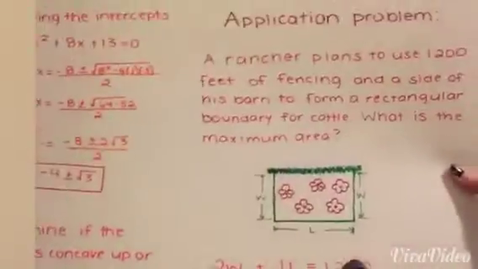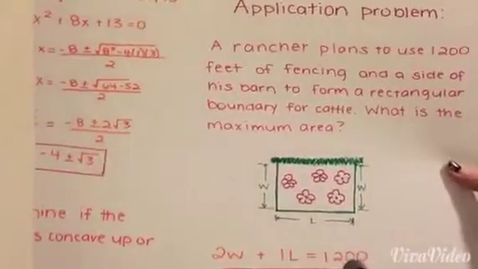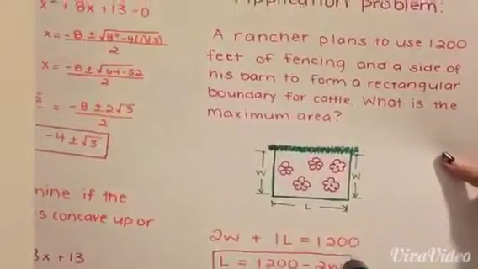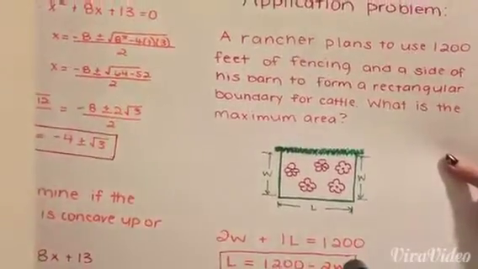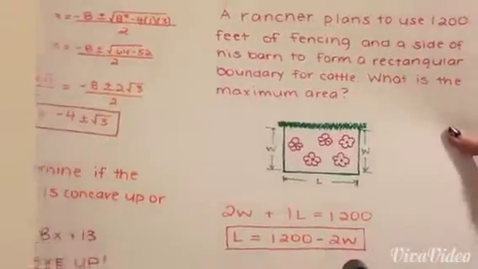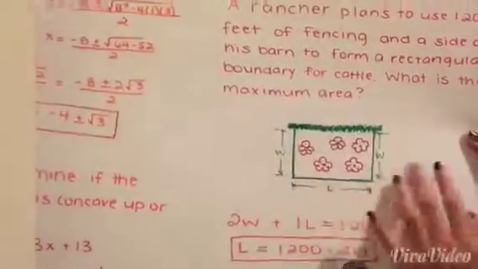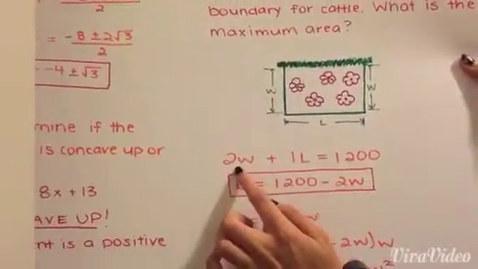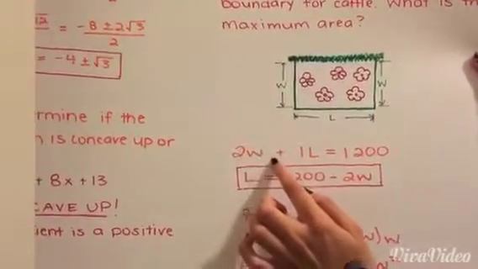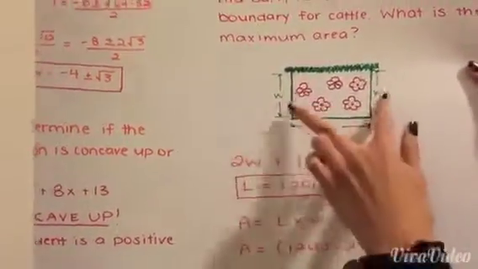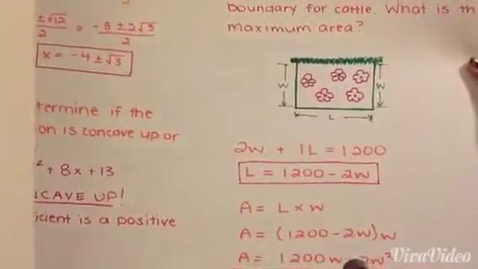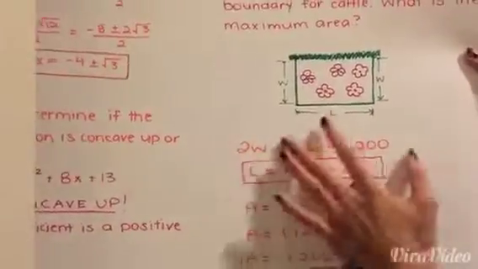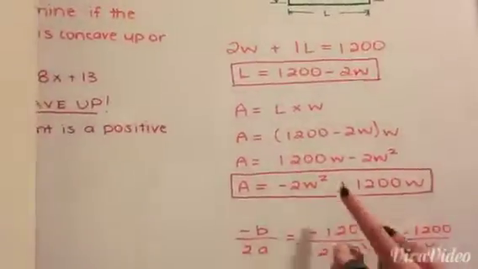Another example I have is an application problem: a rancher plans to use 1,200 feet of fencing along the side of his barn to form a rectangular boundary for cattle. What is the maximum area? I drew my little picture, and this part is enclosed. So I start off by writing down 2 width plus 1 length equals 1,200, because there's 2 widths and 1 length. And so the length equals 1,200 minus 2w. I will be using this equation later on in the problem.